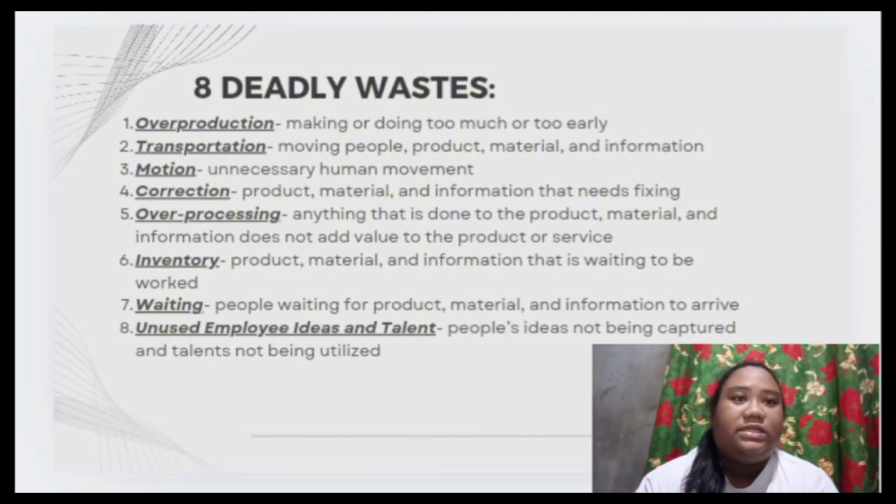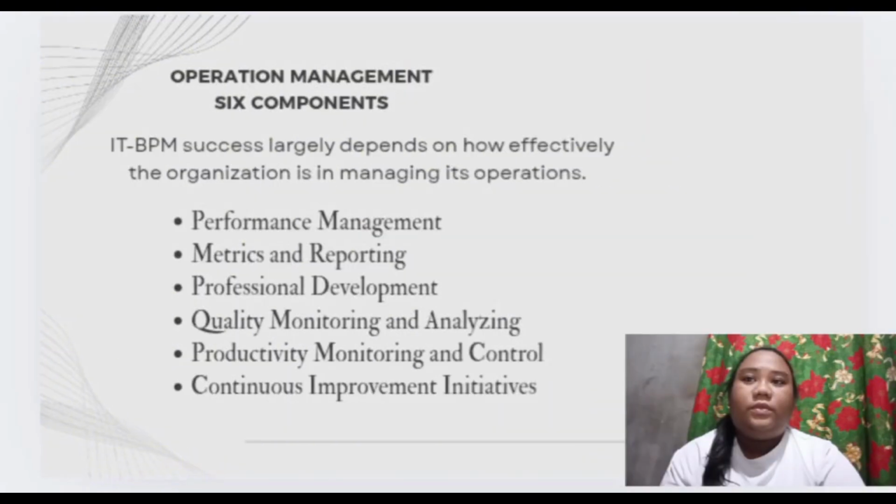Fifth is overprocessing. Anything that is done to the product, material, and information that does not add value to the product or services. Sixth, inventory. Product, material, and information that is waiting to be worked. Next, waiting. People waiting for product, material, and information to arrive. And last is the unused employee ideas and talent. People's ideas not being captured and talents not being utilized.